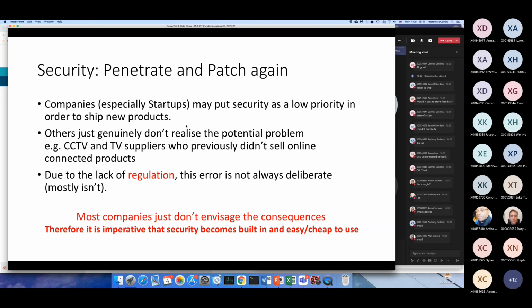So what this is trying to say is it's imperative that security becomes built in, easy, cheap to use. Easy, cheap to use means it's not creating a massive headache to use it. So the message to you is if you ever get into this area, make sure you think about security. Obviously, you don't need to go to the nth degree if it's some silly sensor that doesn't matter if someone hacks. But if it's something important that someone could hack and cause a problem, then you need to really, really think about security.